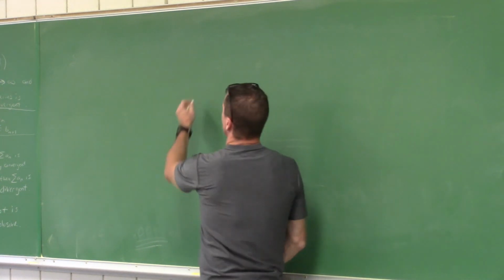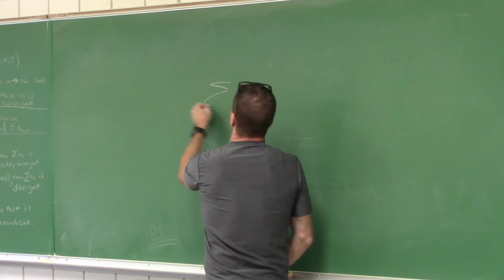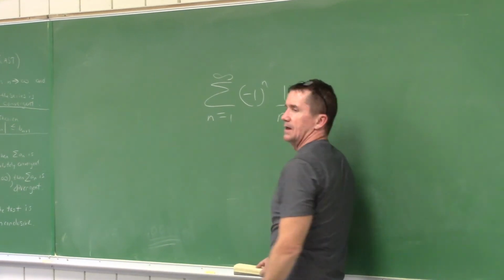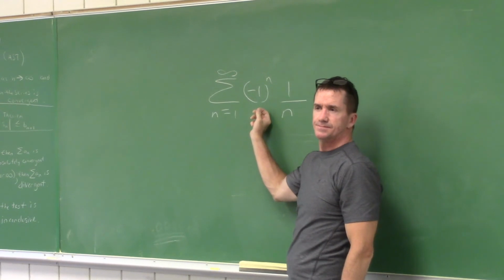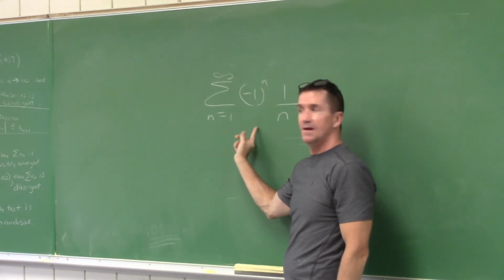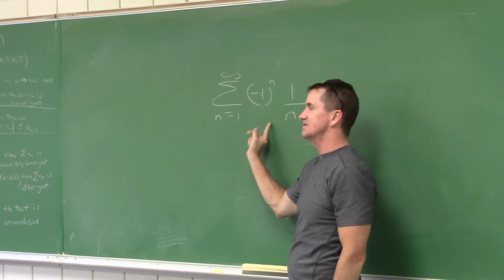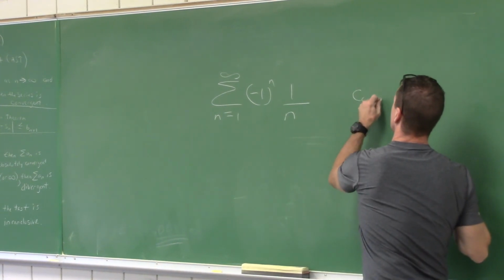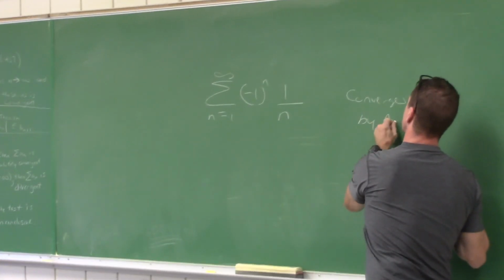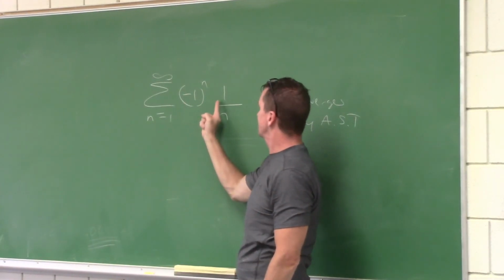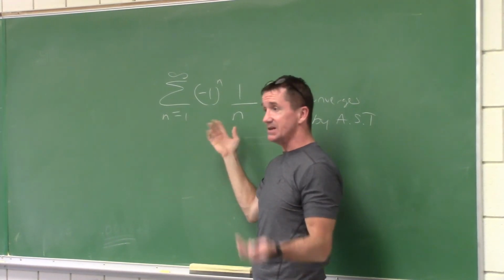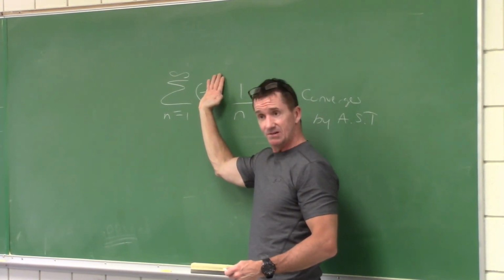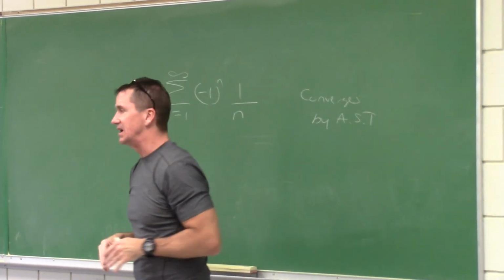So I want to give an example of a series that isn't absolutely convergent. This one. But this series is convergent, isn't it? It is. By what test? It converges by the alternating series test. It's alternating, the terms are decreasing, and the limit as n approaches infinity of b sub n is 0.